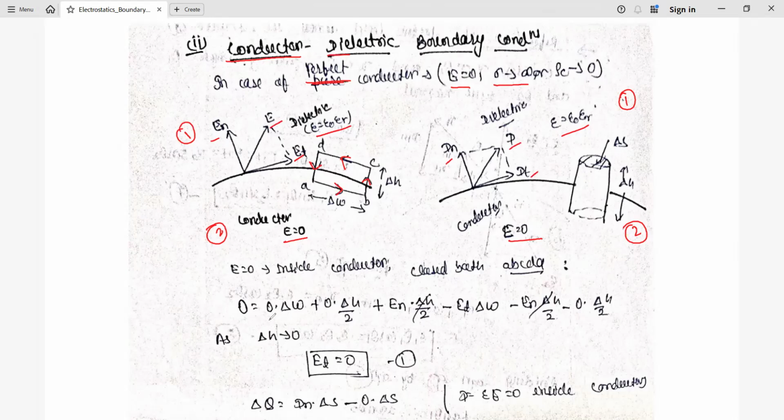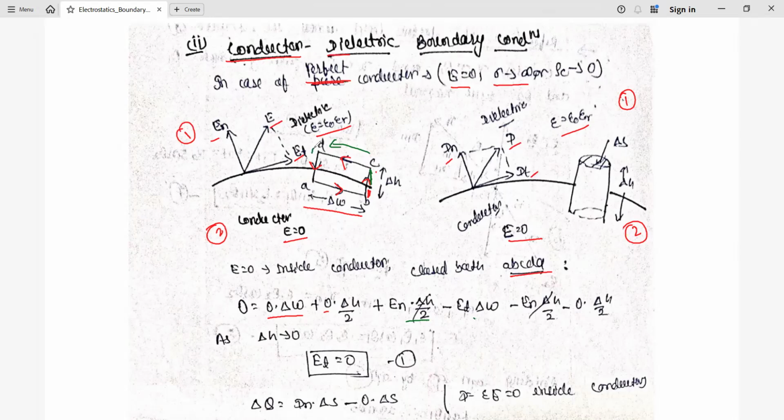Okay. So now here if you see in this path, in the medium, when we're talking about the closed path A, B, C, D, A, when we move from A to B, electric field is not available, so 0 into del W. Again for this portion, electric field is not available, so 0 into del H by 2. Now for the upper side, the electric field normal component is available for this path. Okay, so that is En into del H by 2. Similarly, again we'll move from C to D. So again here we are moving against the tangential component. So it is minus Et and width is del W.